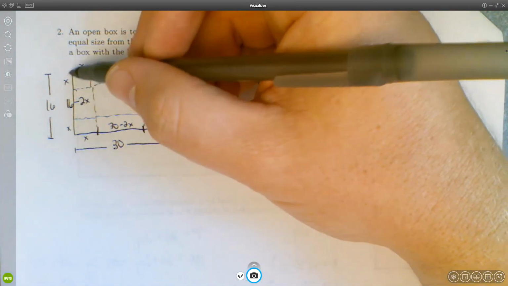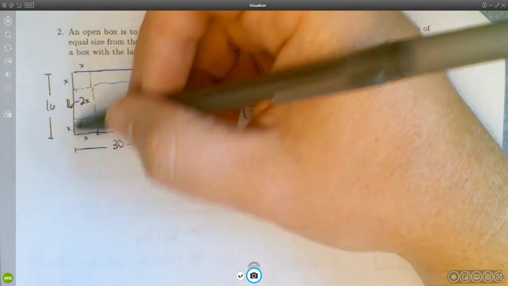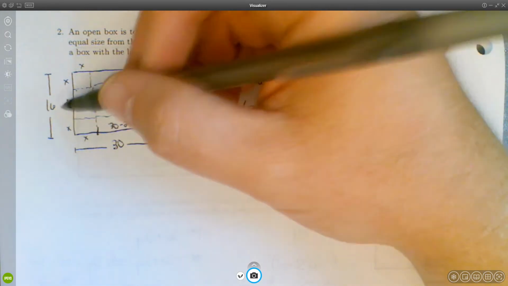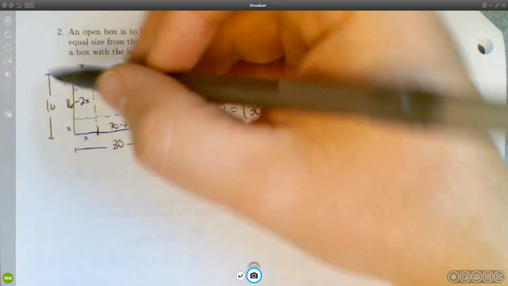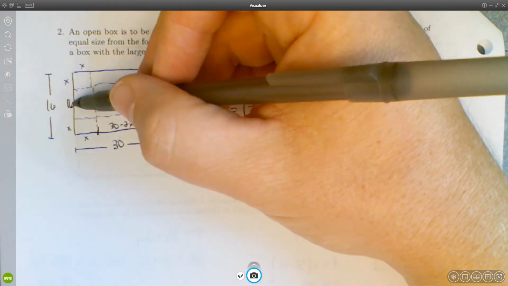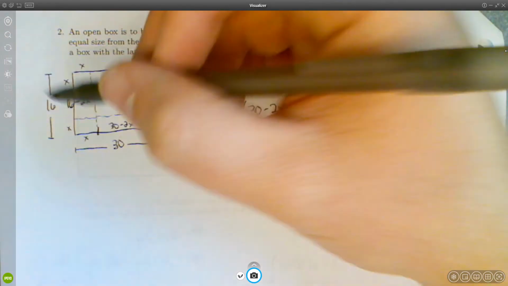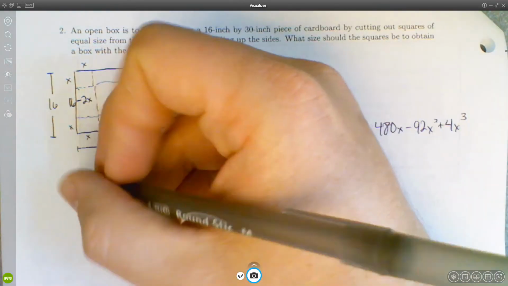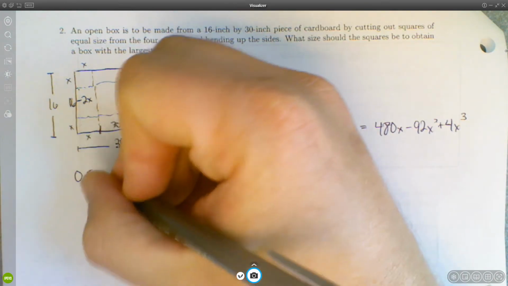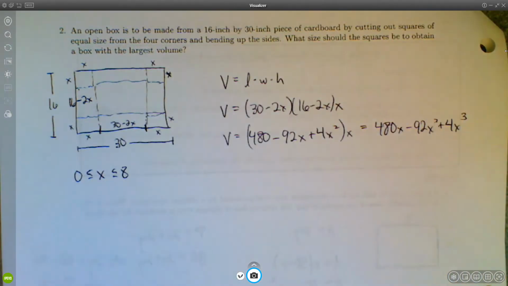Or x could be 7. Then we would cut out 7 inches from each end, that's 14 inches in total, and we'd be left with 2 inches in the middle. But if x was 8, we'd be cutting out 8-inch pieces from each corner, and we would be left with nothing in the middle. So x has to be less than or equal to 8. If x were 9, that's an impossible scenario. So this is really the restriction we're working with: x has to be between 0 and 8.